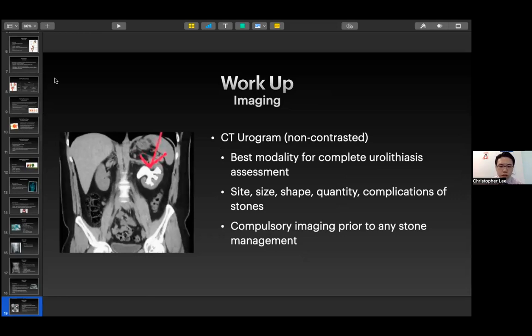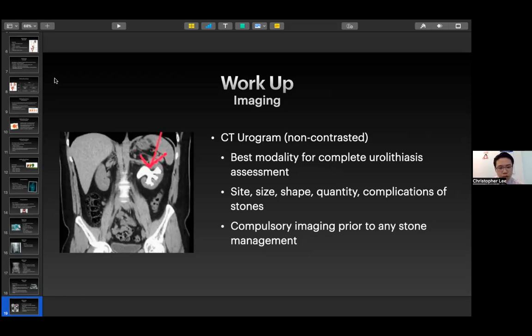Okay, CTU is the non-contrasted CT scan, which is the best modality for urinary stones. In urinary stone disease, this is the final scan that you need to plan any surgery or any intervention, any treatment. Yeah? It's able to detect the exact site of the stone, measure the exact size, the exact shape of the stones in case of Staghorn calculus.